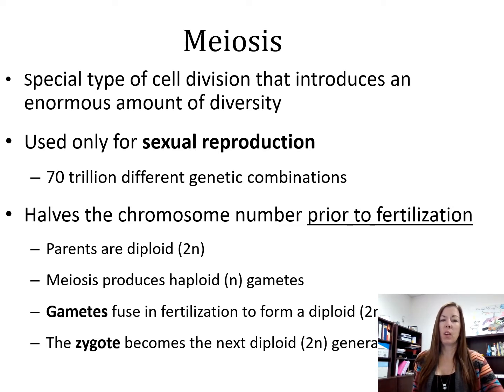And so the parents are diploid, and the parents produce haploid gametes. So remember, diploid is both sets of chromosomes, and haploid is half of those chromosomes. So meiosis produces haploid gametes, and then fertilization brings those gametes together to form a diploid zygote. And then that zygote goes on to be the next diploid generation.